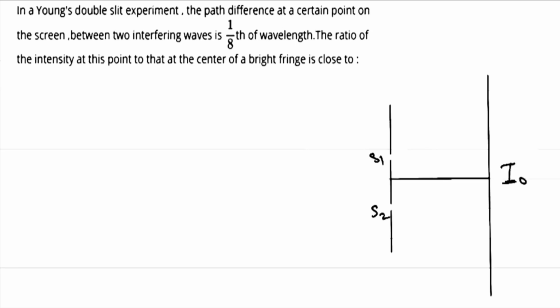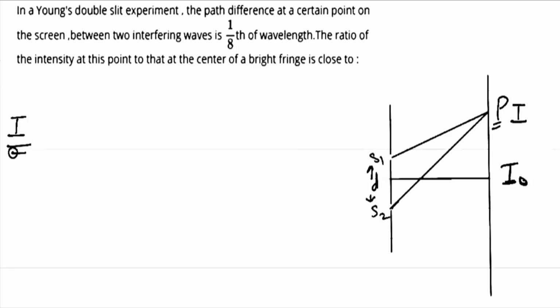Now this is the place where both the paths get interfered. So both the paths are interfering at P, and this distance is small d. In this question, let's say the intensity at point P is I, and this is the maximum intensity I naught. Then we have to find the relation between them, that is I by I naught. We have to find I by I naught.